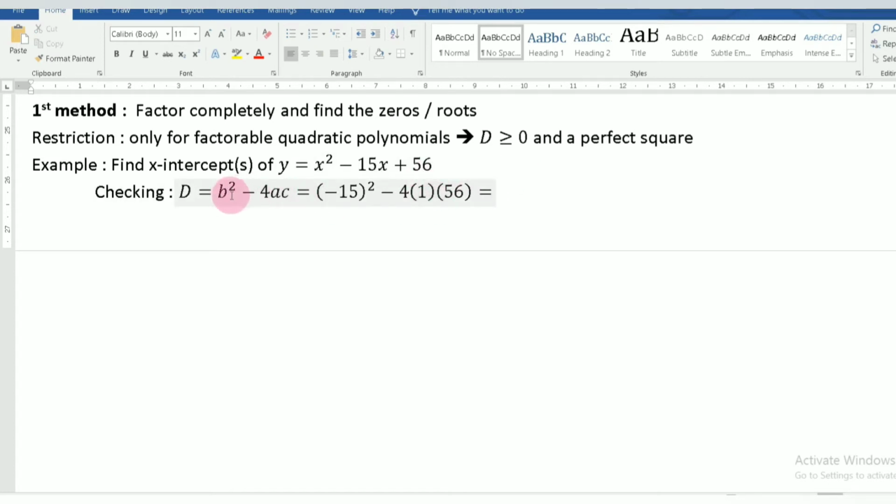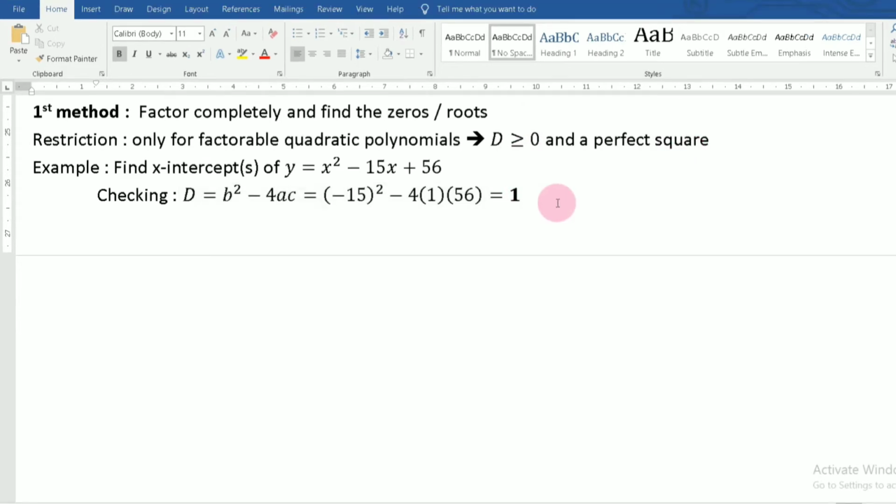So the discriminant is b squared minus 4ac. You just replace b, a, and c by the numbers there, and then you will have the value 1. 1 is a positive number, and it is a perfect square since 1 equals 1 times 1. Since it is greater than 0 and a perfect square, we will have two different x-intercepts, and they are rational numbers. Since they are rational numbers, these quadratic polynomials can be factored.